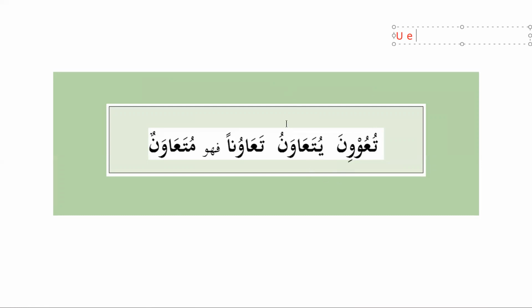And in the present passive form, what's the pattern? The present passive follows u and a, any number of a. So you ta'awanu. Ya is the symbol of mudare. So tu'uvina, you ta'awanu, ta'awunan, fahuwa muta'awanun.